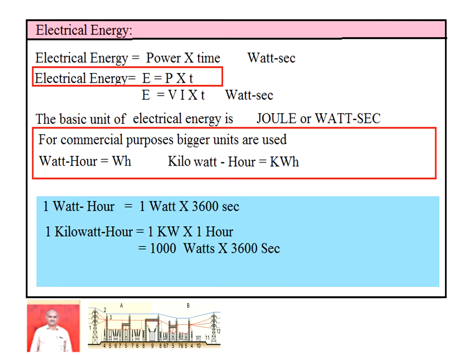The unit is watt seconds. Again, this watt second or joule is a smaller unit. From a commercial point of view, we can use watt hour or kilowatt hour. 1 watt hour equals 1 watt into 3600 seconds. 1 kilowatt hour equals 1 kilowatt into 1 hour. Again, 1 kilowatt equals 1000 watts, and 1 hour equals 3600 seconds.